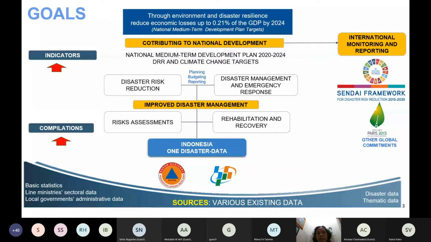because in Indonesia we are autonomous, so every district and every province will have their own system and data collection. So we will work all together at the national level, among ministries and line ministries, and also in the local government. Next.